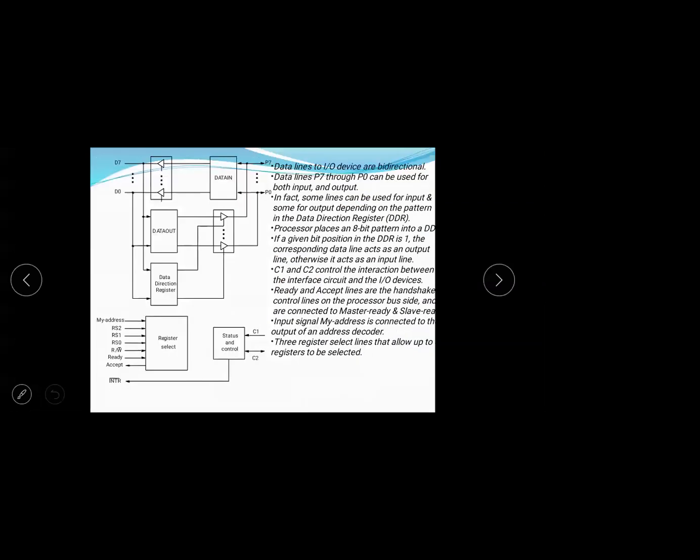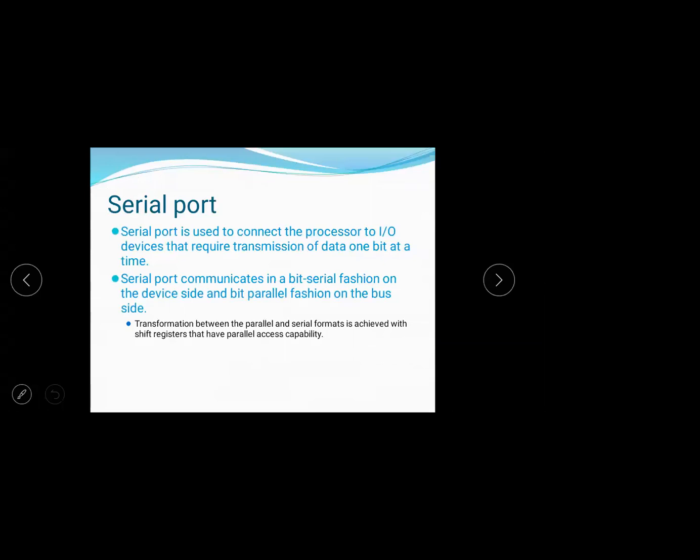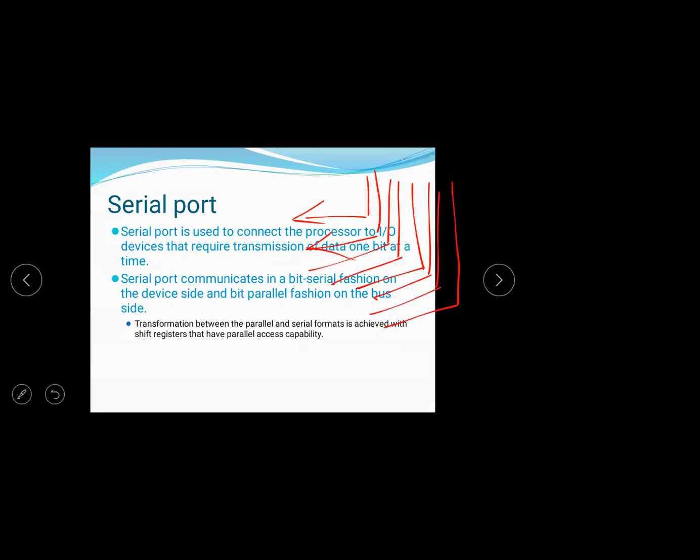Serial port. Serial port is used to connect the processor to I/O devices that require transmission of data 1 bit at a time. Okay, it is 1 by 1. The 8 bits are transmitted 1 by 1. First the 0th bit, next the first bit, then the second, third, fourth, fifth, sixth, and seventh bit. 1 by 1, bits are transmitted through a single line.